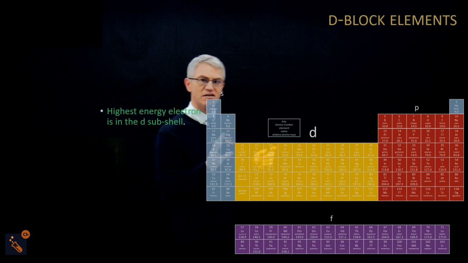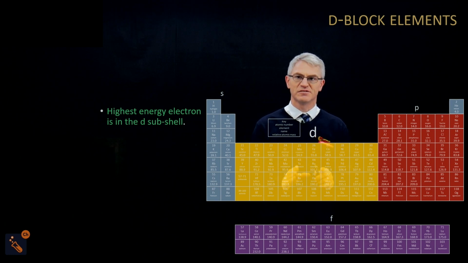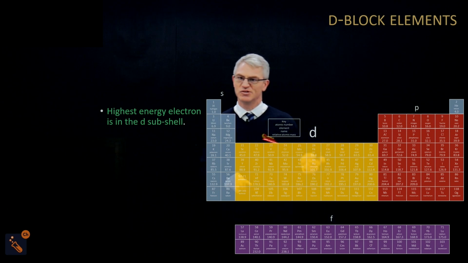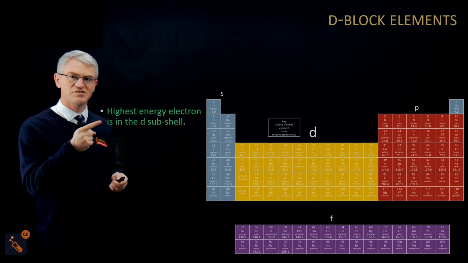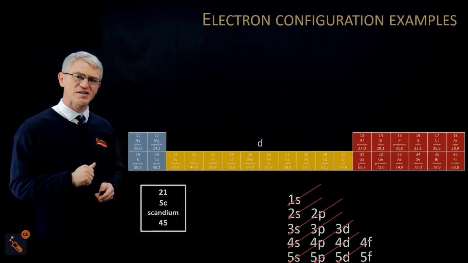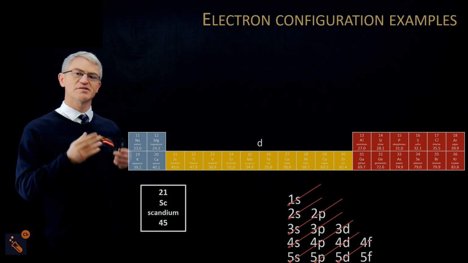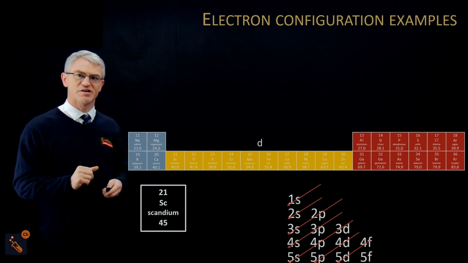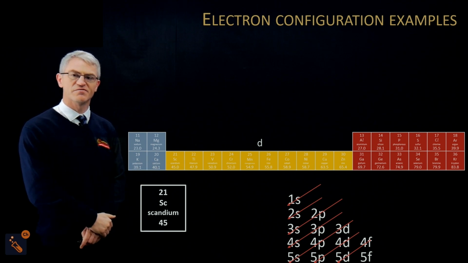So if we go across here, here is your D block, the big yellow block, and any element which has an electron within that D subshell is going to be a D block element. So all the yellow ones are D block elements. But the definition, really important: highest energy electron is in the D subshell. Now, let's go through one example and the order of filling, because if you have to do a question like this, you're going to have to do the electron configuration. Never go through a definition without giving an example of an electron configuration.